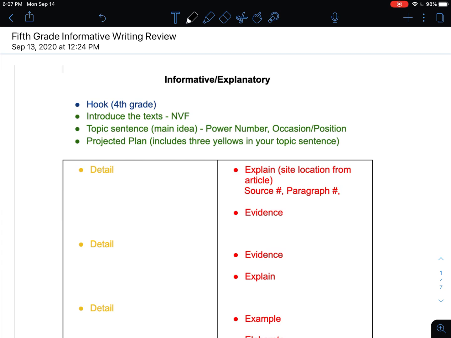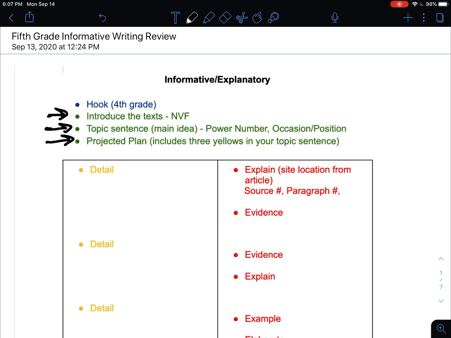Remember, an introductory paragraph is only going to be about 3-4 sentences. It'll end up being 4 sentences once we add the hook, but we're not going to be talking about the hook yet. Just for today, write your NVF for 1 sentence. Second sentence will be a topic sentence. I'm going to have you try and use a power number sentence today, and I will go over that. And then we're going to end with our projected plan, which includes our 3 yellows, our supporting details.